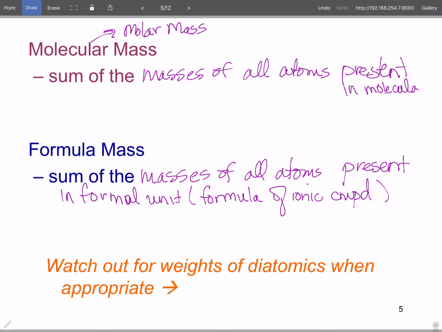And remember, mass and weight, because we're operating on this planet, are used interchangeably. So again, molar mass, molar weight, molecular mass, molecular weight, formula mass, formula weight, are interchangeable. Now, the only trick is remember that when you're doing equations, don't forget to look at diatomics and other oddities, because remember, oxygen single is not equal to oxygen diatomic. Okay, so let's work some problems.